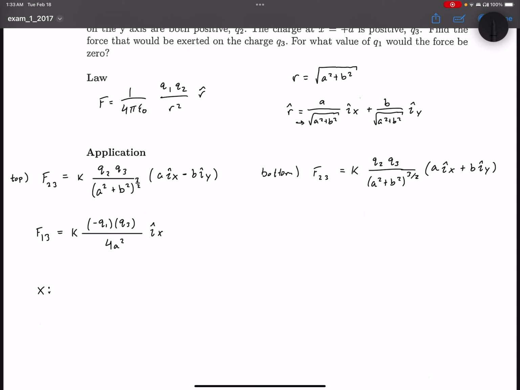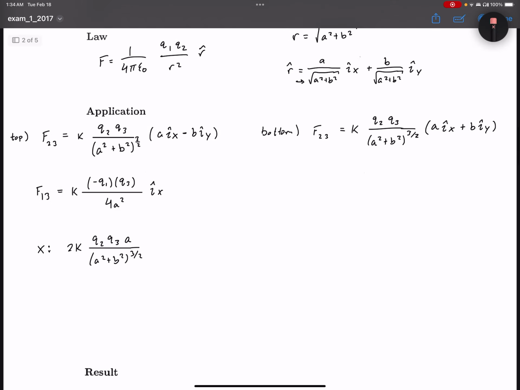So they're practically the same thing. They are the exact same thing. So you'd have 2 times k, q2 q3 over a squared plus b squared to the 3/2 power. And then you'd have this a up top from that component. And then that would be it. Plus, or minus really, k times q1 q3. The reason it's minus is because q1 is negative, over 4a squared. Okay. And that's supposed to be equal to 0.